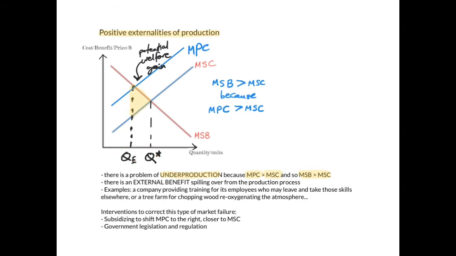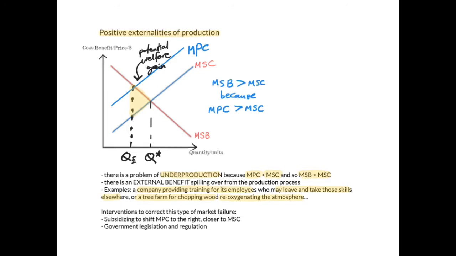At the equilibrium quantity, you can see the MSB is here, but the MSC is there. MSB is greater than MSC means that there's a potential welfare gain that could be captured if more of this product was produced. Examples are if a company provides training for its employees who may leave and take those skills elsewhere, or, for example, a tree farm for chopping wood contributes to the re-oxygenation of the atmosphere.